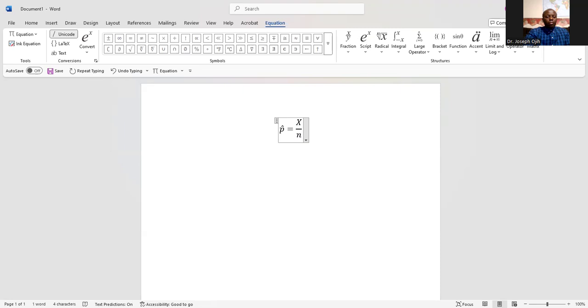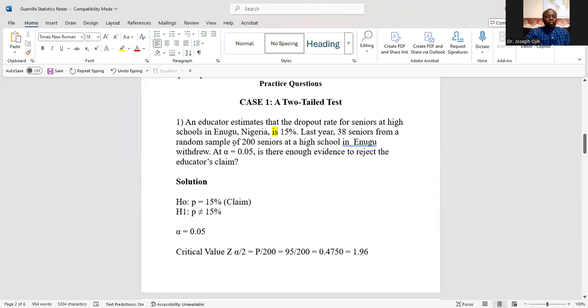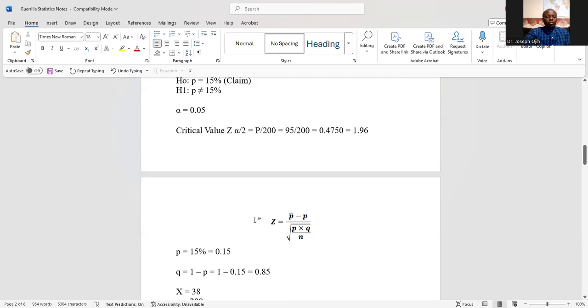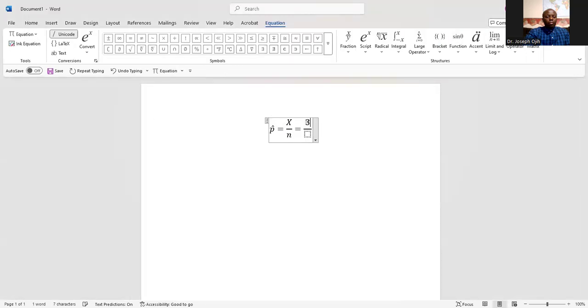Okay, which is, you can see from the other workbook that our x is 38, because it says here 38 seniors from a random sample of 200 seniors at the high school in Enugu. So our x is 38, our n is 200. So you got 38 over 200. And that gives us 38 divided by 200 from a calculator.